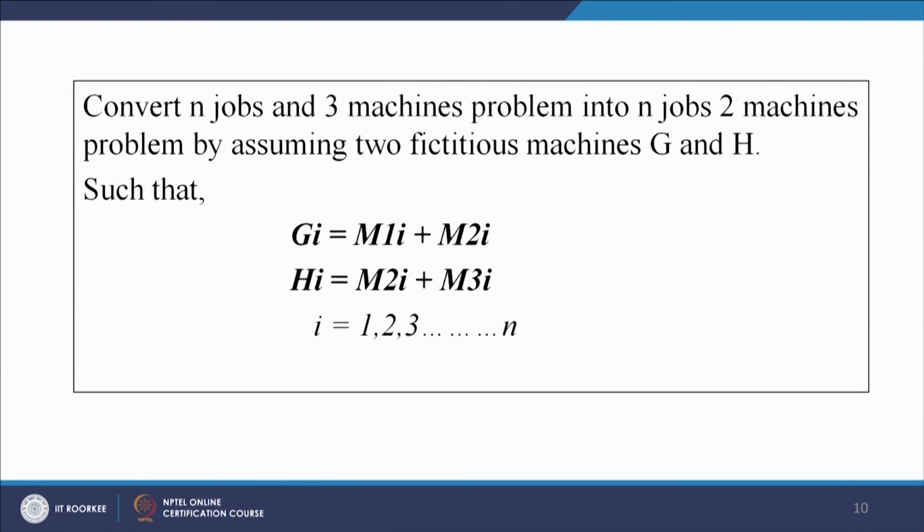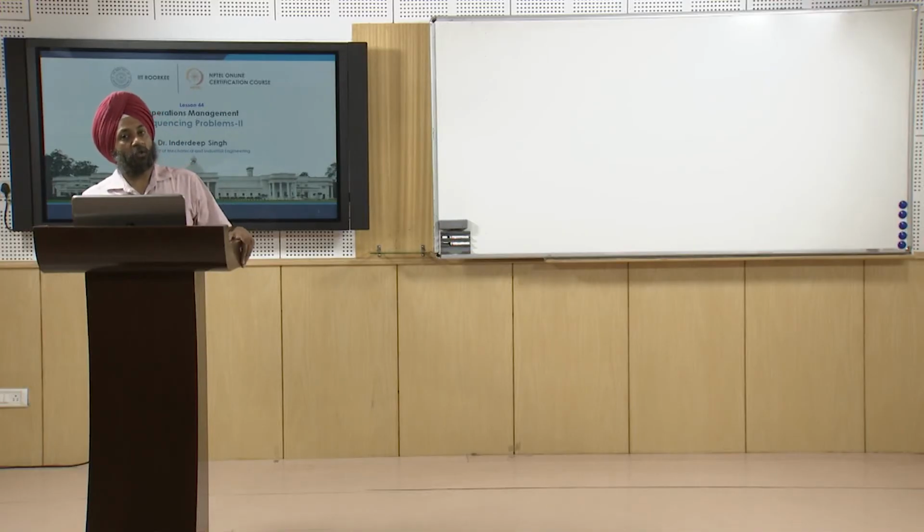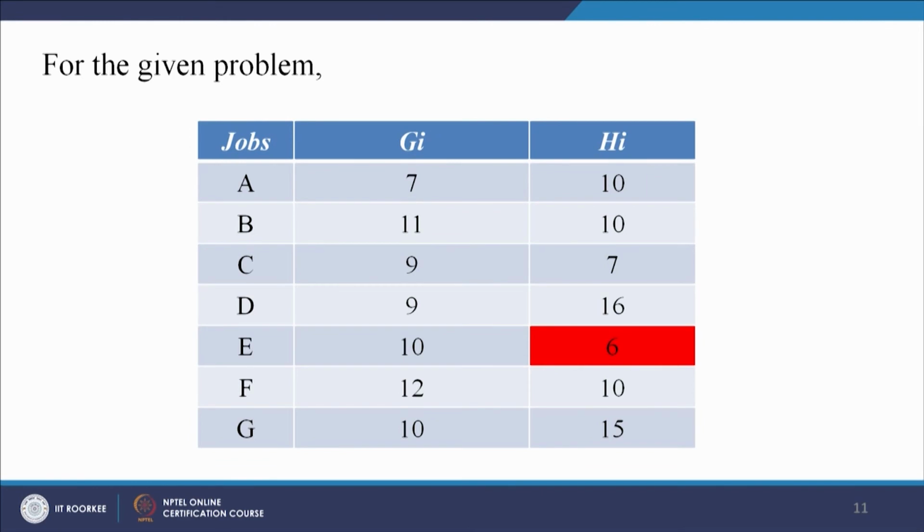Convert the n jobs and 3 machines problem into an n jobs and 2 machines problem by assuming 2 fictitious machines G and H. Now for G, for the first job, what is the processing time? Processing time is the processing time required on machine 1 plus the processing time required on machine 2. Similarly, for fictitious machine H, the processing time required is the processing time on machine 2 plus the processing time on machine 3. So here we have done the summation of the first and second column for machine G and the second and third column for machine H, and we get these values.